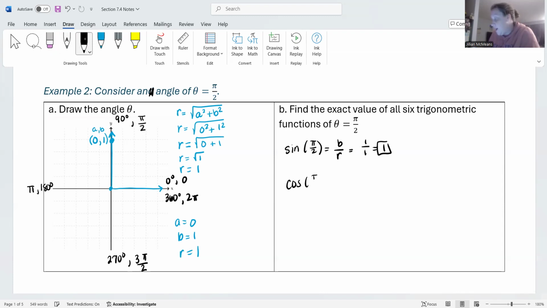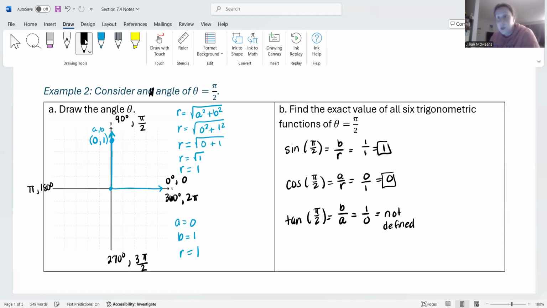Cosine of pi over 2 is a over r, which is 0 over 1, or 0. Okay. Tangent of pi over 2, we know is b over a. Well, b is 1, a is 0. We have a 0 in the denominator, so we would have to say that tangent of pi over 2 is not defined.